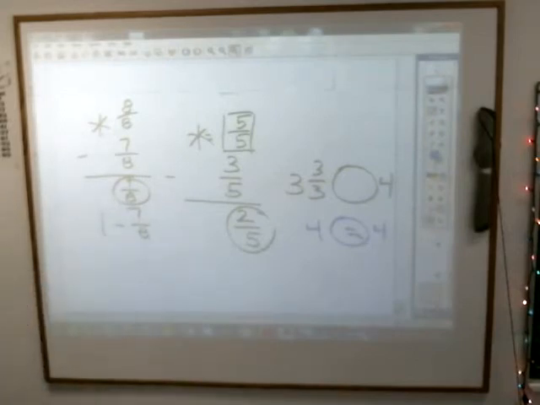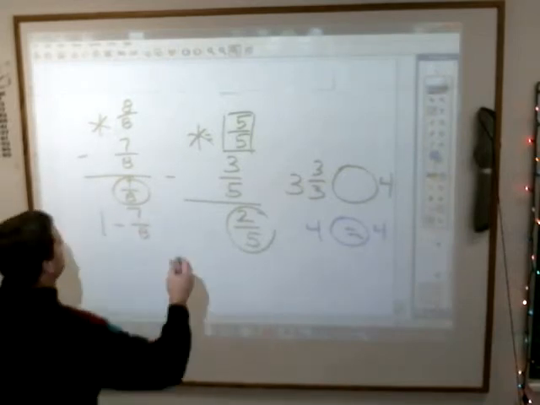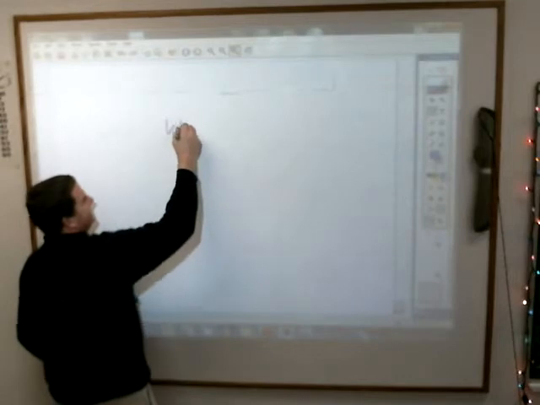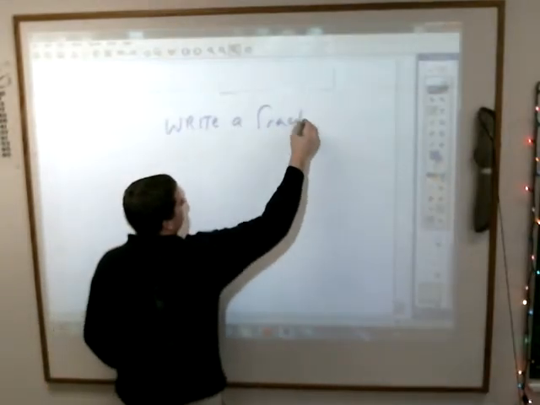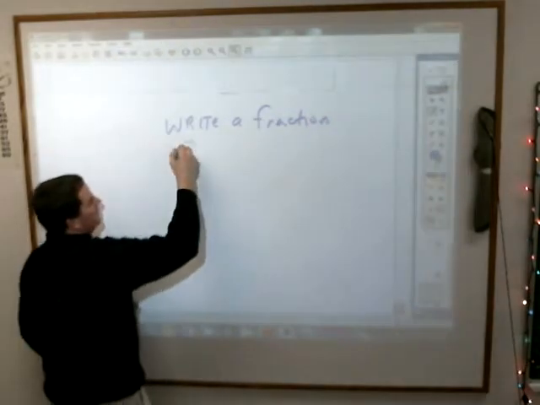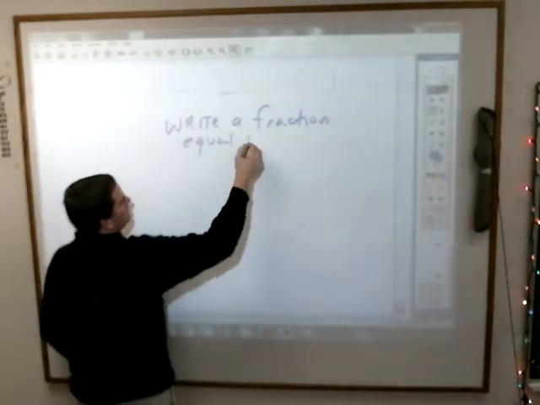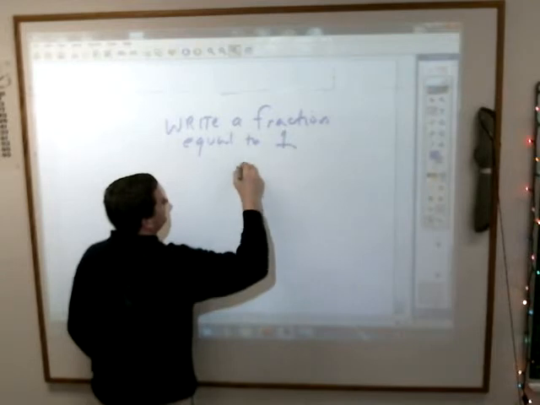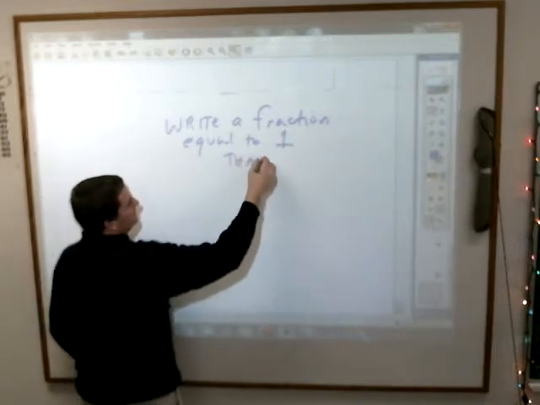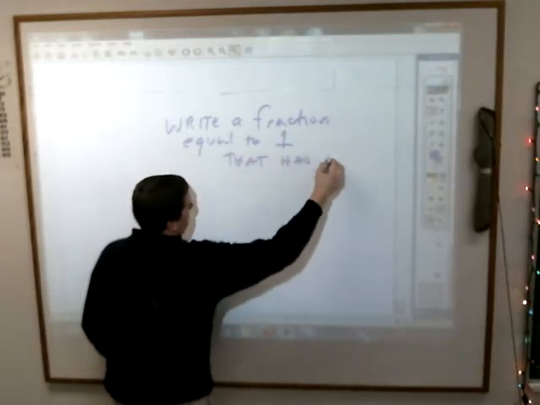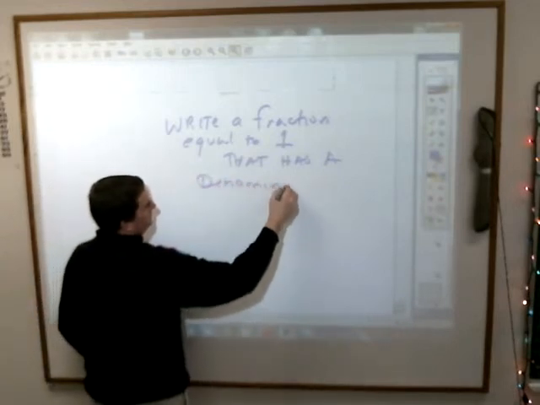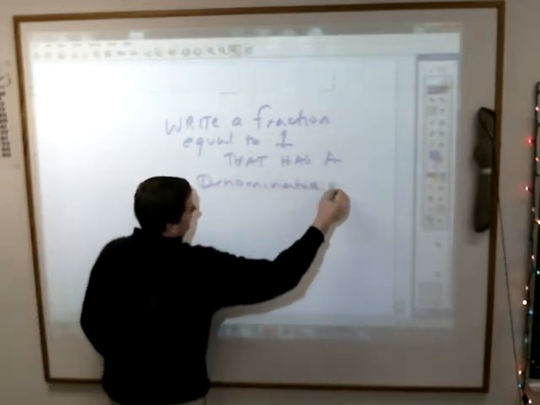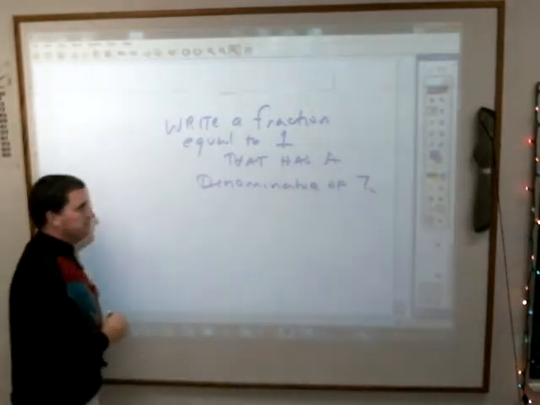Or they might tell you this. They'll say something like this. Write a fraction equal to 1 that has a denominator of 7.